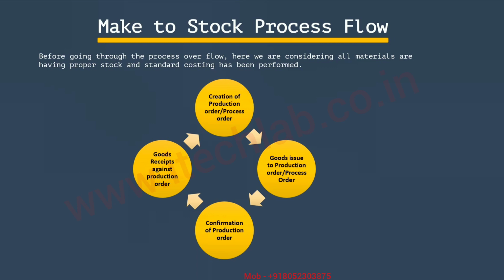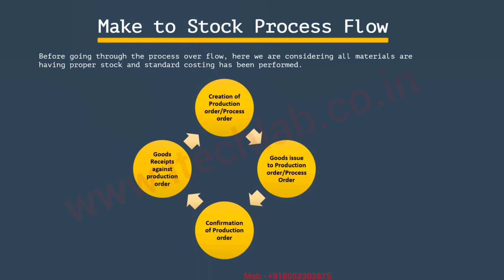This process flow includes many other items also, but I have given a simple process flow over here. Before going to this process flow, we are considering that all materials have proper stock and standard costing has been performed. Make to stock has a very easy process flow. You are just manufacturing the product and keeping it in your warehouse. So what you need is a production order or a process order.